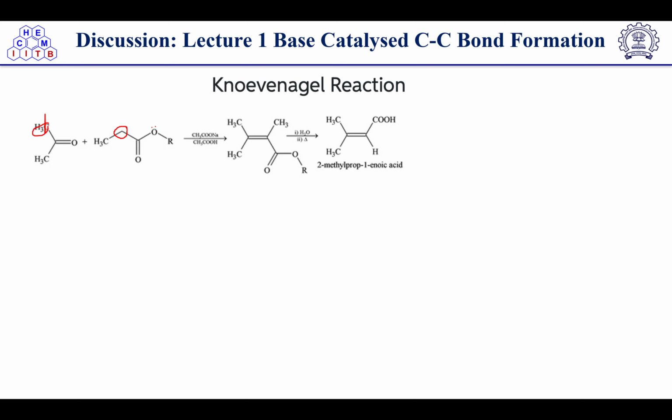So this H is more acidic compared to the acetone one, and it will first undergo a proton abstraction reaction. So enolate formation, and the enolate will be stabilized here more compared to the acetone. Stability always matters for enolate formation, remember that. Here it is more stabilized because it is in resonance with this oxygen. So here enolate formation will take place.